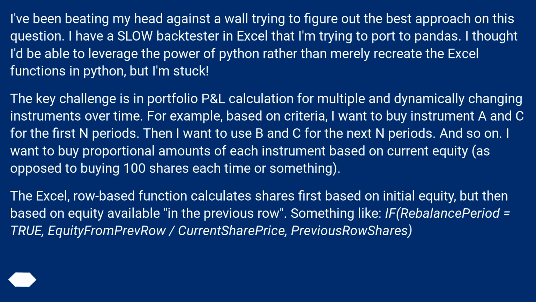but I'm stuck. The key challenge is in portfolio P and L calculation for multiple and dynamically changing instruments over time. For example, based on criteria, I want to buy instrument A and C for the first n periods. Then I want to use B and C for the next n periods. And so on. I want to buy proportional amounts of each instrument based on current equity, as opposed to buying 100 shares each time or something.